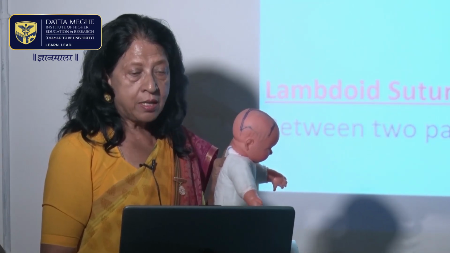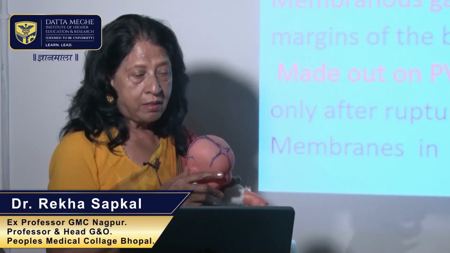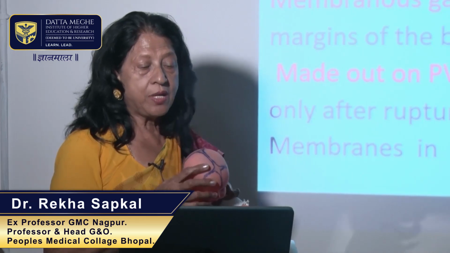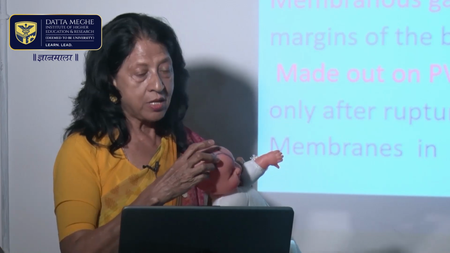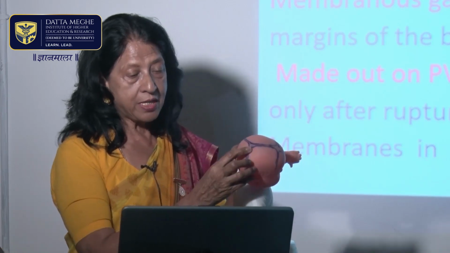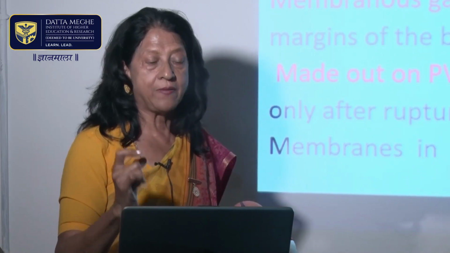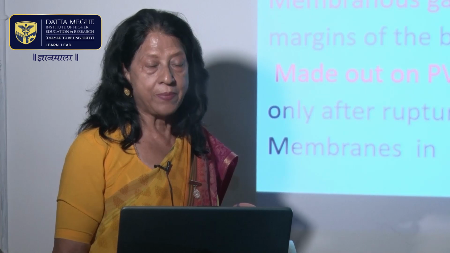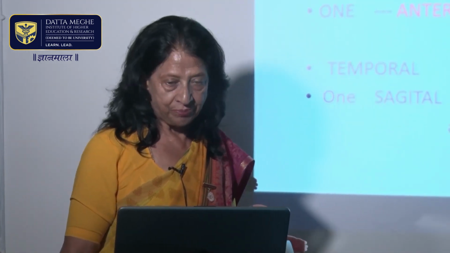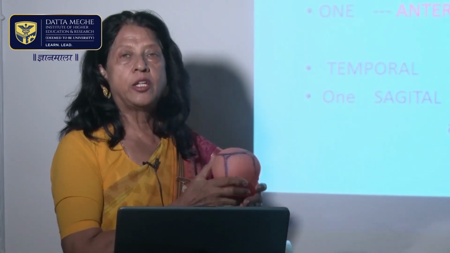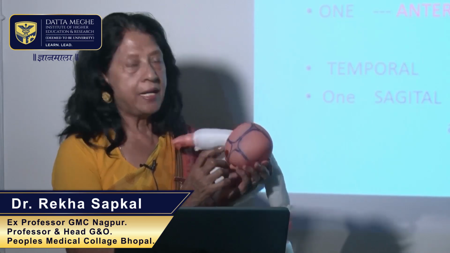These sutures, the fontanelles, they are the membranous gap between the margins of the bone. So, there is a gap, and these are known as fontanelles. This one is anterior fontanelle, this one is the posterior fontanelle. These fontanelles are made out only after PV examination and rupture of membranes. Rupture of membranes usually occurs in the second stage of the labor. Clinically significant are the two fontanelles on the fetal skull, the posterior fontanelle and the anterior fontanelle.